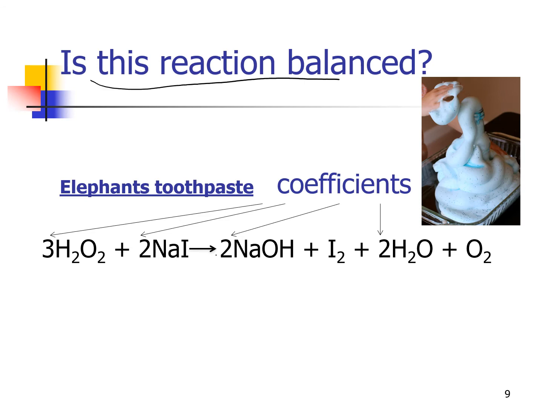Is this reaction balanced? This is the elephant toothpaste reaction we looked at earlier. The coefficients are the whole numbers written in front of the element or the compound's formula, and they tell us how many molecules we have of that specific compound. So the first one we have here is 3 H2O2s. This is the hydrogen peroxide. So this means we have 3 molecules of H2O2.